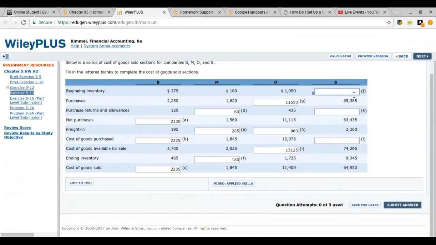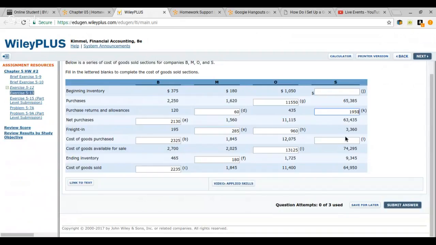Finally, company S. This one, we don't have the beginning inventory. In order to figure this out, we're going to have to go down and figure out a couple other numbers first. Here we have our purchases, $65,385, and once we subtract our purchase returns and allowances, we get net purchases of $63,435. The difference between those is $1,950.